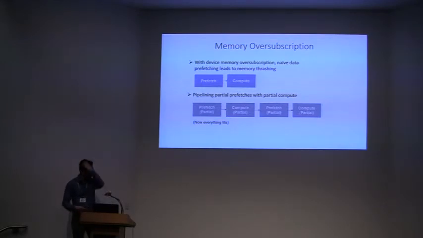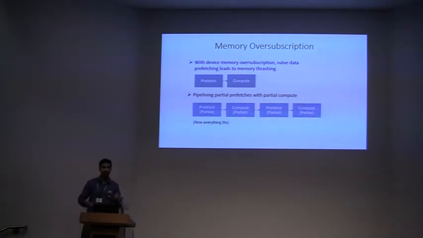So the more intelligent approach is to actually chunk up the kernel into smaller chunks, where each chunk consumes data that actually does fit into memory. And then you can pipeline these prefetches and compute in phases, and then you can basically split it up into these different chunks. And now everything fits. And so you prevent memory thrashing.